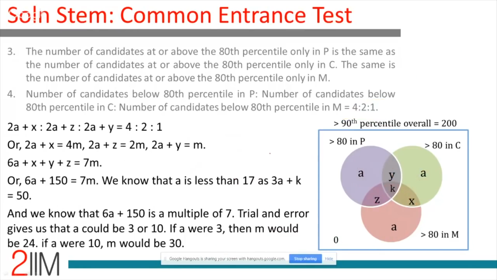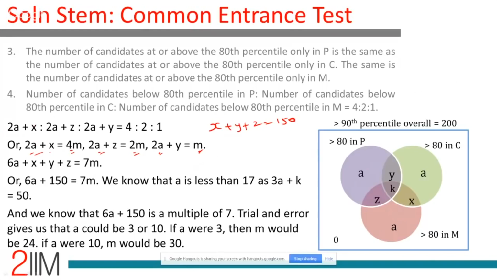And so we discussed this. 2A plus X is 4M, 2A plus Z is 2M, 2A plus Y is M. I know that x plus y plus z is 150. Somewhere I want to use that. That's a bazooka. So how do I use that?